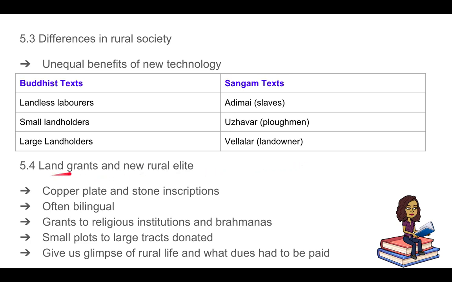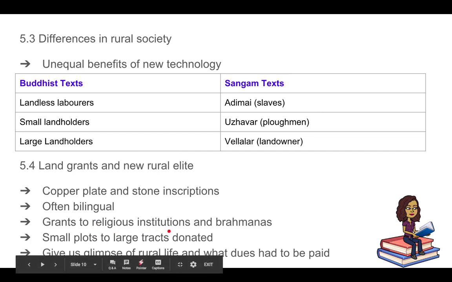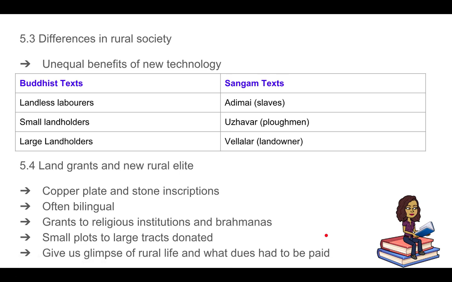Now let's look at land grants and how that creates a new rural elite. Now we have a lot of copper plate and stone inscriptions which mark out land grants. Often these inscriptions are also bilingual, Sanskrit and perhaps a local vernacular language. Many of these grants have been made to religious institutions and to Brahmins. These grants range from small plots to large tracts which were being donated by kings or by very rich people.